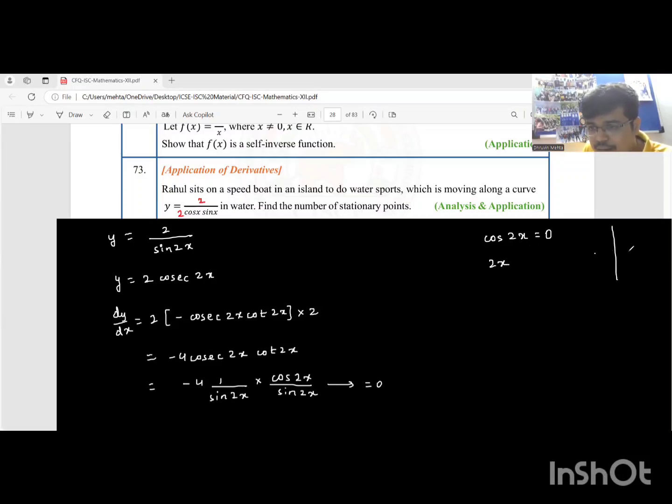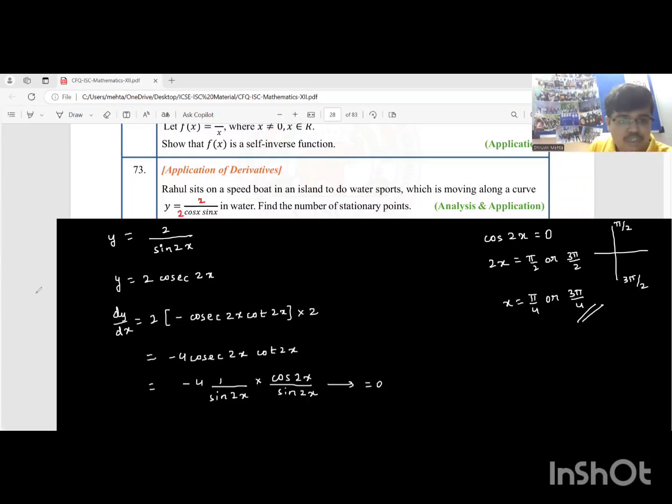Cos of 90, that is pi by 2, is 0. And therefore, cos 3 pi by 2 will also be 0. So 2x is either pi by 2 or it is 3 pi by 2. And therefore, we get x is pi by 4 or 3 pi by 4. So there are 2 stationary points. The question is number of stationary points. There are 2 stationary points.